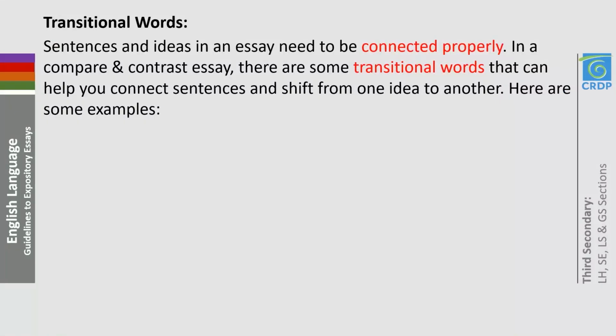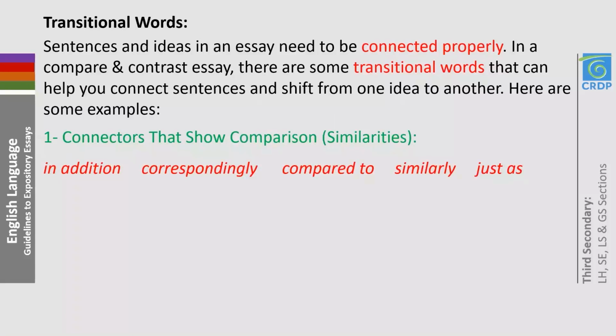Transitional words. Sentences and ideas in an essay need to be connected properly. In a compare and contrast essay, there are some transitional words that can help you connect sentences and shift from one idea to another. Here are some examples. Number one, connectors that show comparison or similarities: in addition, correspondingly, compared to, similarly, just as, well as, likewise, same as, at the same time.